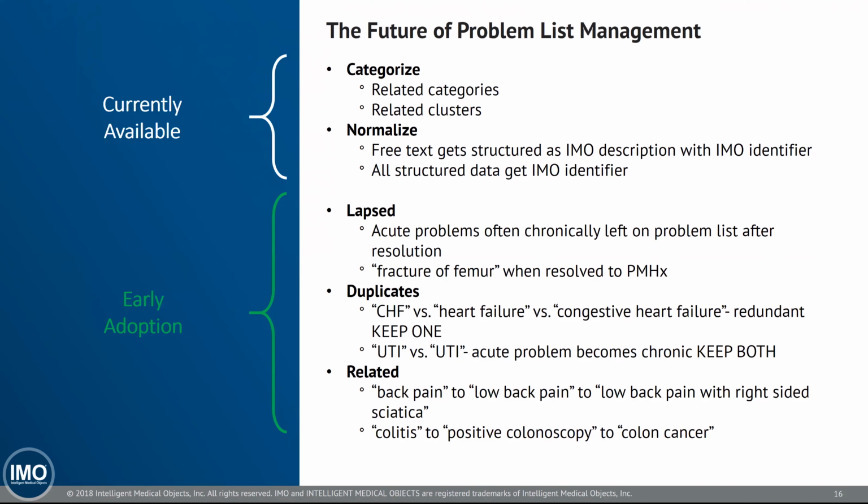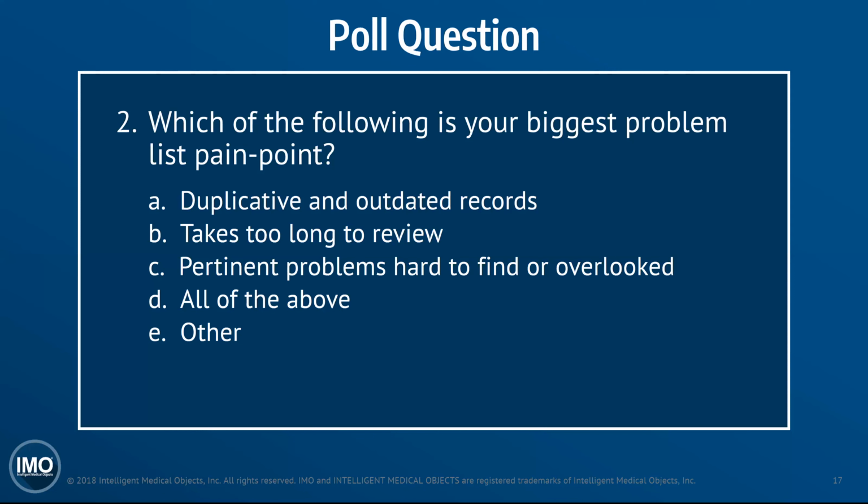I'm going to turn it over for another poll question. Thank you, Dr. Rube. At this time, the second poll question is launched. Which of the following is your biggest problem list pain point? And for this question, please select all that apply. The answer selections are duplicative and outdated records, takes too long to review, pertinent problems hard to find or overlooked, all of the above, or other.